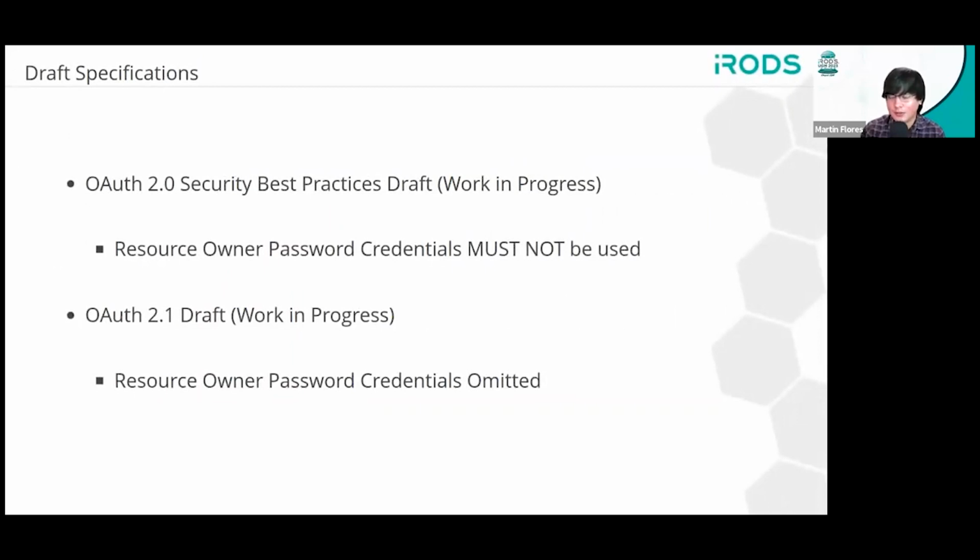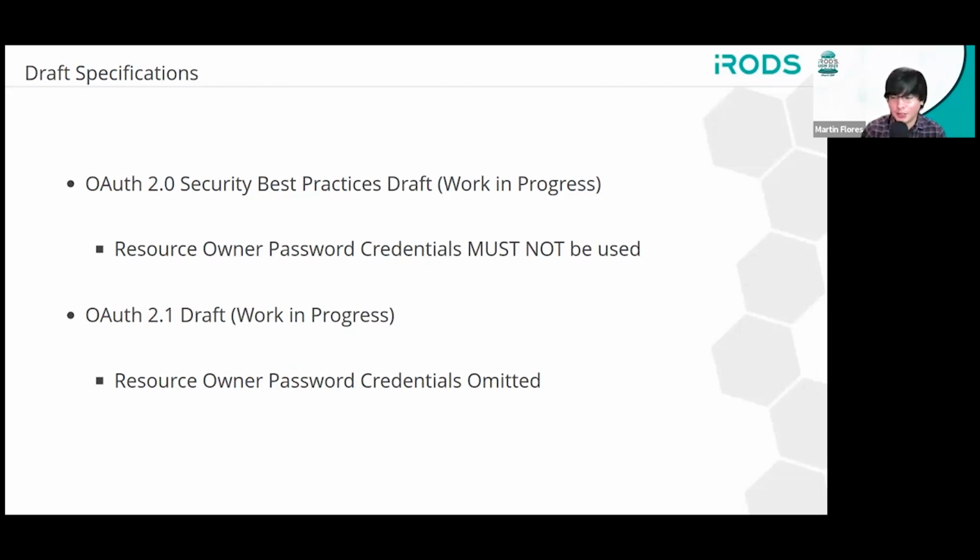Some interesting specifications. Although these are draft specifications, we definitely need to keep an eye out for these too. So the OAuth 2.0 security best practices draft actually specifies that the resource owner password credential grant must not be used. Just to reiterate, that is the grant that we use for the demo. So there's definitely something we need to keep an eye out for.